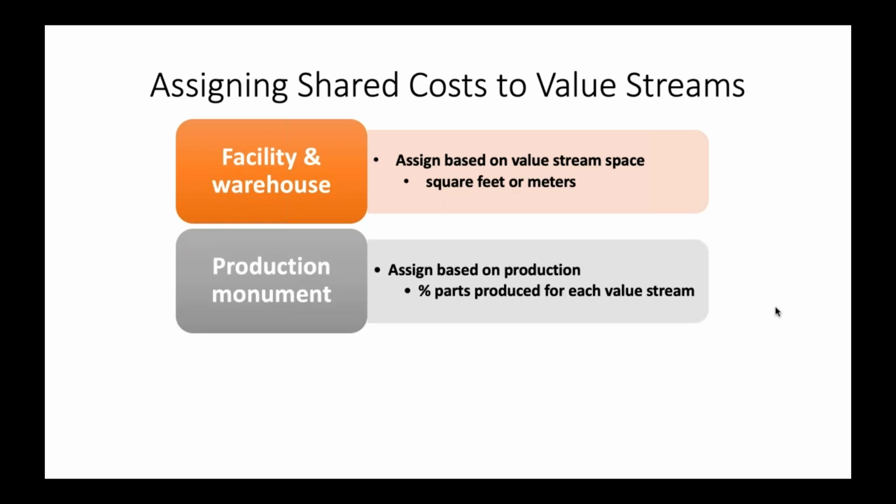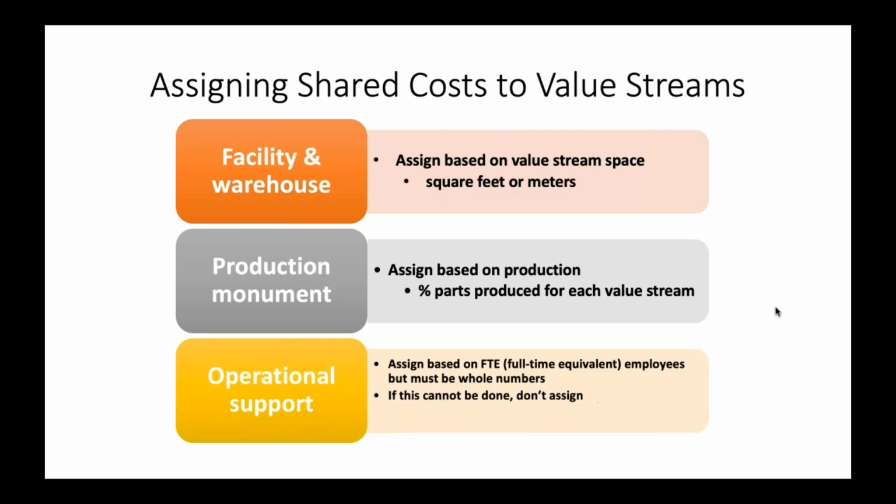Production monuments, you assign based on production. What percentage of parts produced by the monument go into each value stream, and assign the cost that way. And then you have operational support. Again, go back to the definition that we talked about for direct costs. Can you assign operational support people based on full-time equivalent employees? Again, whole numbers only, not fractional. If it's too difficult, then don't assign the cost. Leave it as a support cost and don't assign it.